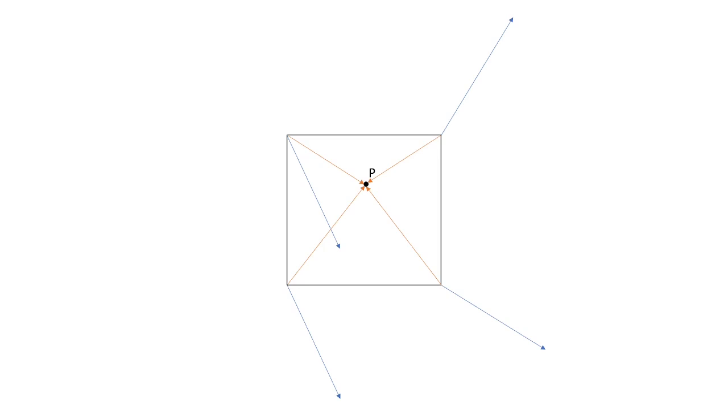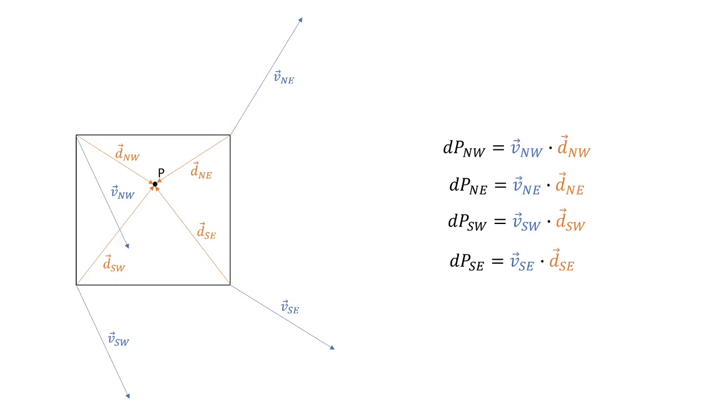And to make the calculations easier, I'm going to give a name to each one of these vectors. The letters below stand for the direction of the corner. For example, NW stands for northwest, while NE stands for northeast. So what we do now is to calculate the dot product between each generated vector and its equivalent displacement vector for each corner.